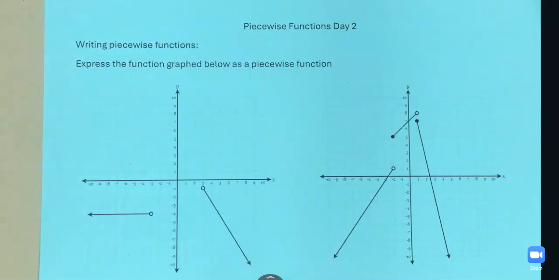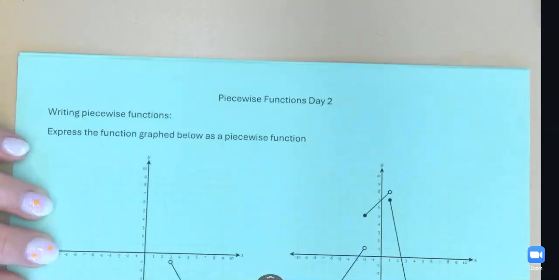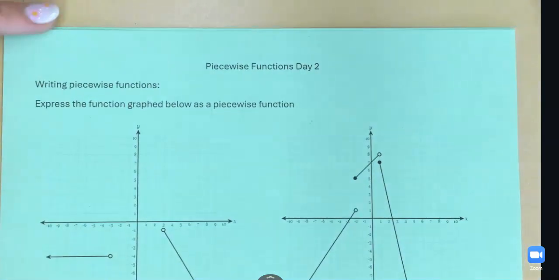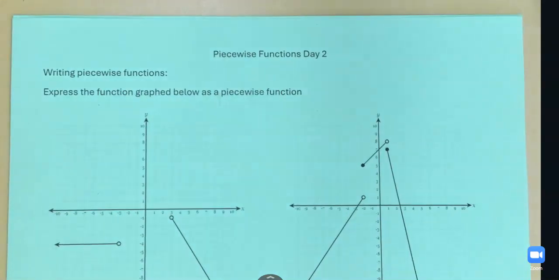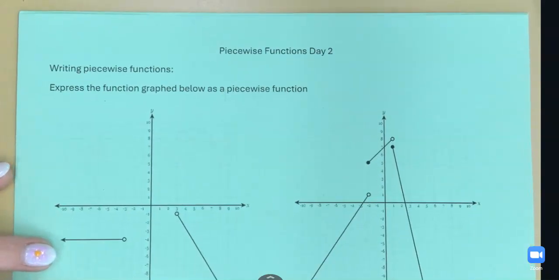Alrighty, today we are moving on to part 2 of our lesson with piecewise functions, and we are going to be writing the equations given the graph. Now, there are two forms that are going to be easier for you, depending on your preference, that you can write these equations in.